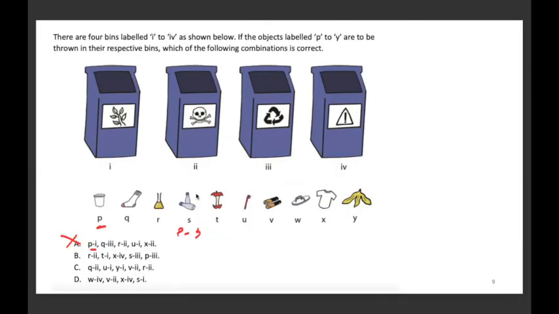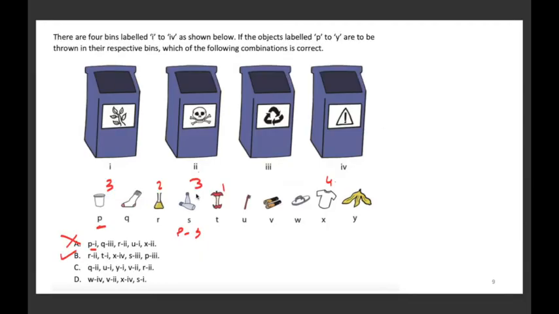B says R2. R2 is fine. T1 is fine. X is 4, okay. S3 is fine, recyclable. And P3 is also fine, recyclable. So B is not a problem.